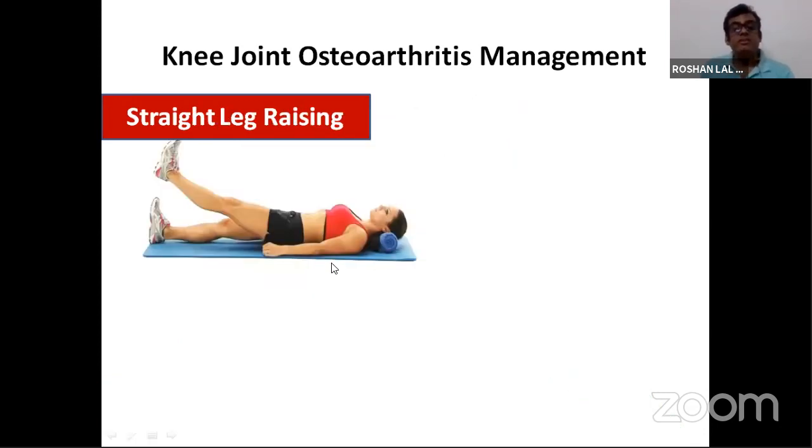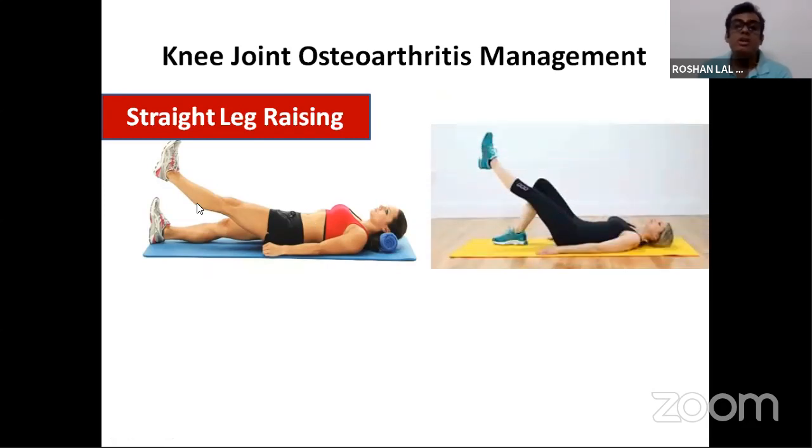Straight leg raising for the quadriceps and iliopsoas. This also allows contraction of the abdominals. So initially, when there is pain in the knee joint or if weakness is there, then we can hold this SLR position at 30 degrees. But as the strength increases, we can increase the SLR position to 50 degrees.